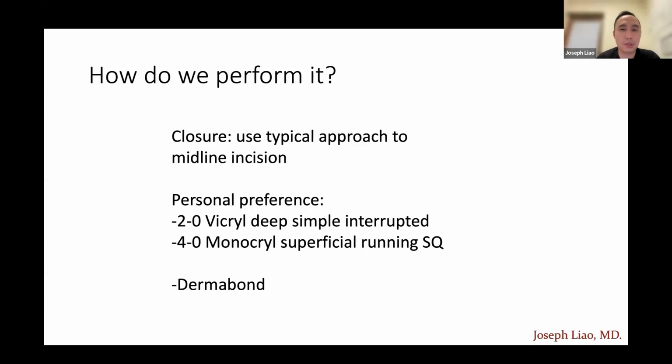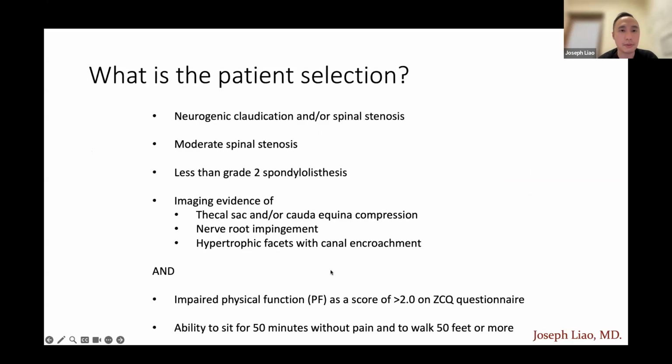And then for closure, you close it like how you would for any midline incision for neuromodulation or any sort of spine interventions. How I personally like to do it is I like to close with a 2 Vicryl simple interrupted, followed by 4 Monocryl superficial running subcuticular stitch. And then I just seal it shut with Dermabond and I see them 10 to 14 days after.